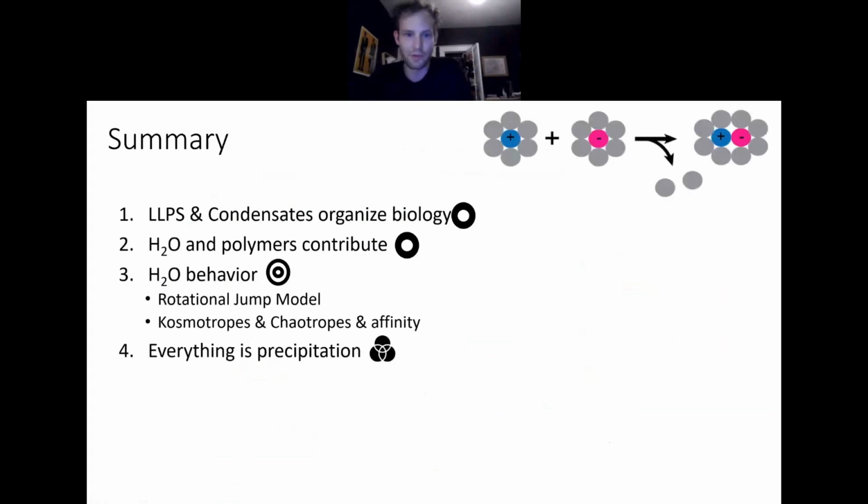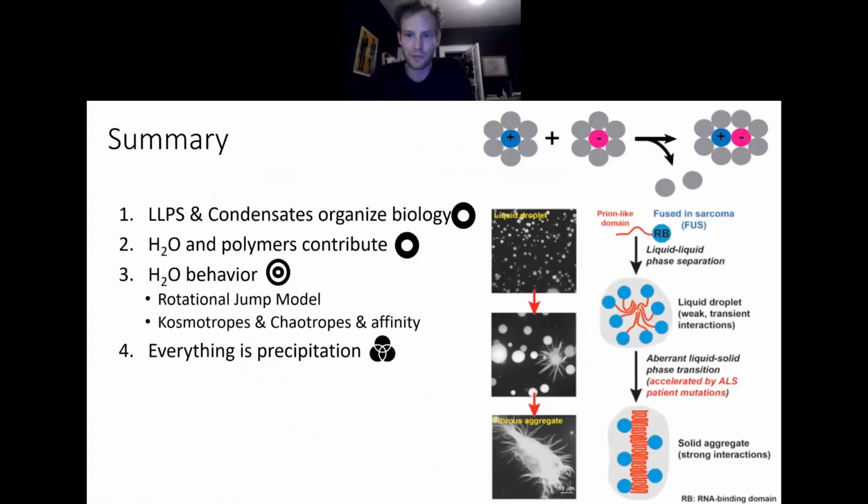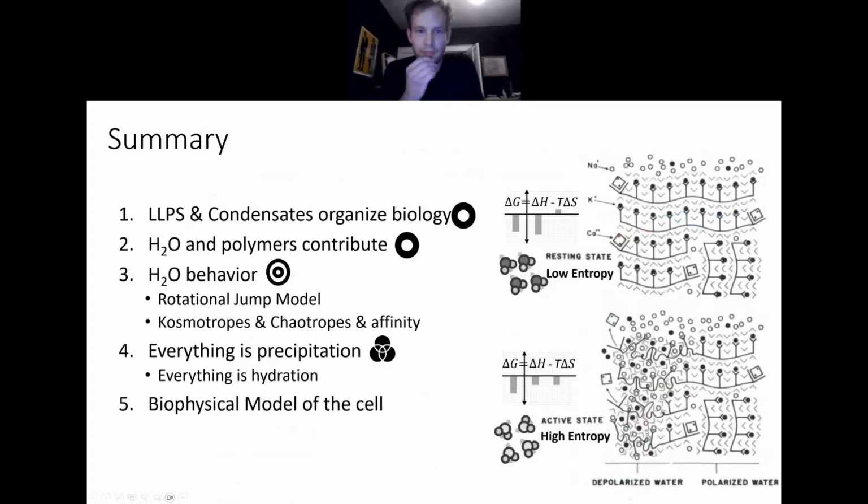And then I take this to say that everything in biochemistry is precipitation reactions. You're either losing or gaining water, and this is relevant also to formation of stress granules, liquid phase separation, and amyloid and protein precipitation. And this leads nicely into the biophysical model of the cell, where when you are now abusing the different properties of these cosmotropes and chaotropes, you get to organize the cell in these low entropy and high entropy resting and active states and cycle between them. So cycling between these two states becomes life.